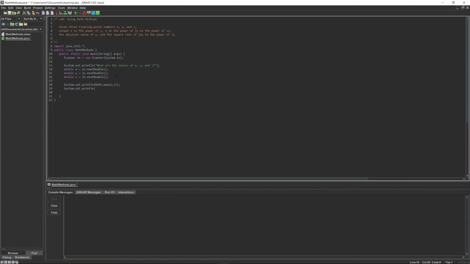Next one is x to the power of y to the power of z. So we're going to have Math.pow embedded inside of Math.pow. The first one is x to the power of Math.pow of y to the power of z. Okay, so this is taking x to the power of this expression, which is y to the power of z.